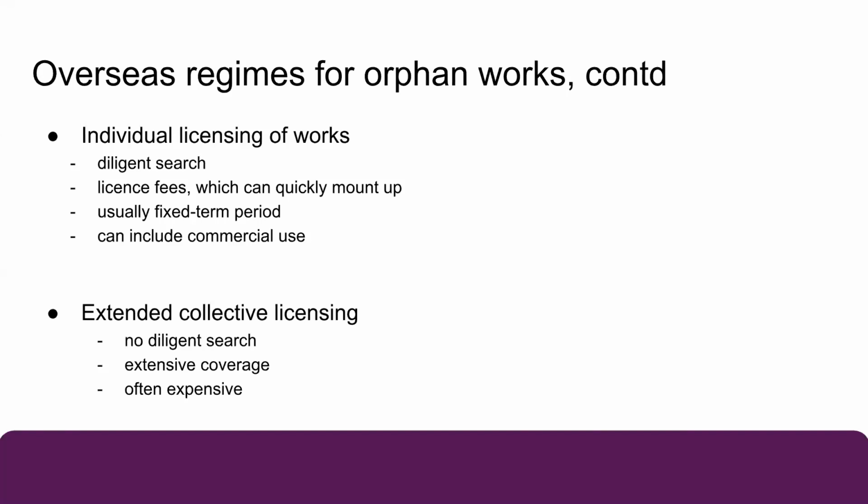Another form of licensing is extended collective licensing. This is where there's a licensing agreement between the organisations wanting to use the work, libraries, and a collective management organisation. This is a model that's found in Norway, Denmark and other Nordic countries, and a few other countries as well. The principal advantage of this kind of scheme is that there's no requirement to do a diligence search before using a work. The principal disadvantage is the cost, as they're usually quite expensive because they have very extensive coverage.